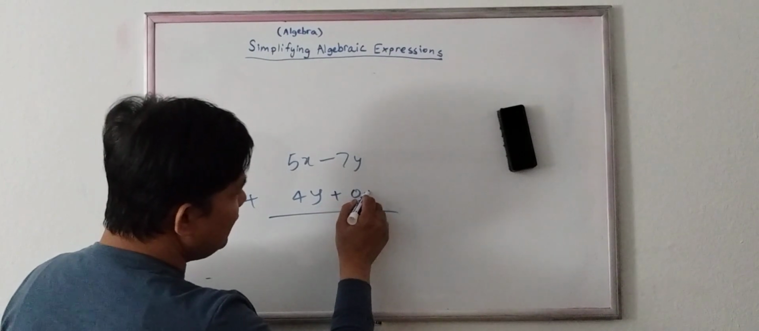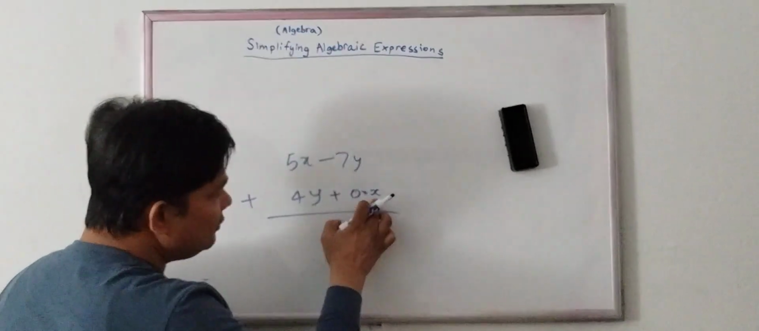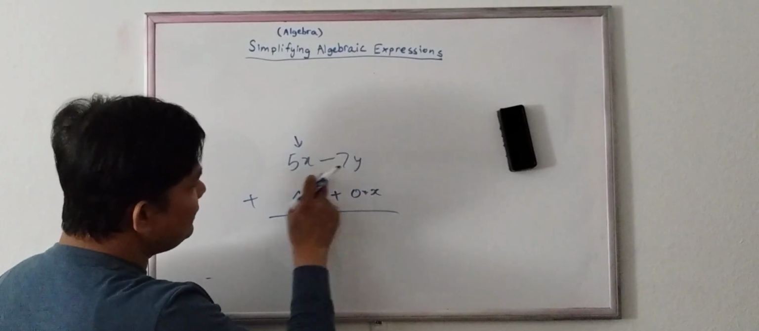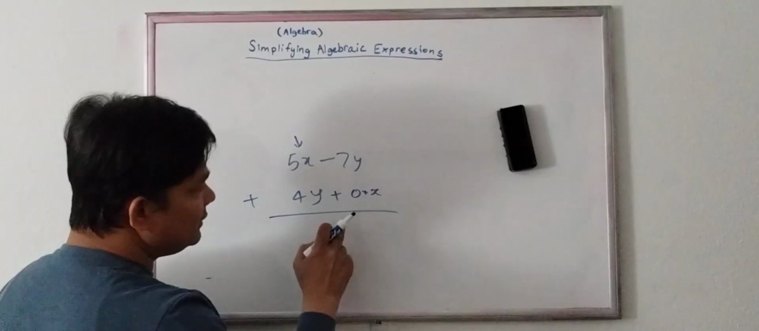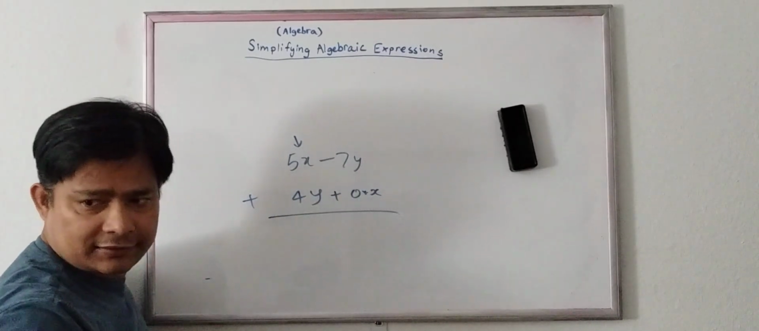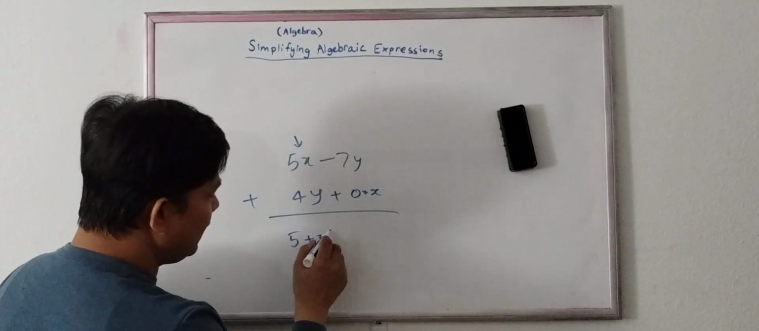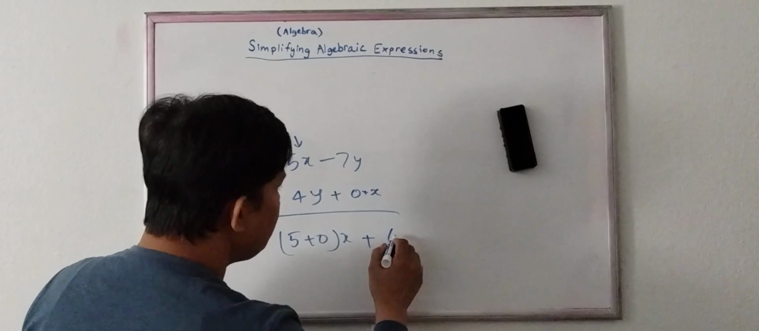So I can do one thing here, plus 0 times x. If I multiply 0 to x, it's 0, and if I add 0 to anything, that thing will not change. So if you have one expression with 2 variables and you are asked to add a second expression, which had just one variable, you can do it like this, 0 times x. So now I have to do 5 plus 0 for x, and then minus 7.